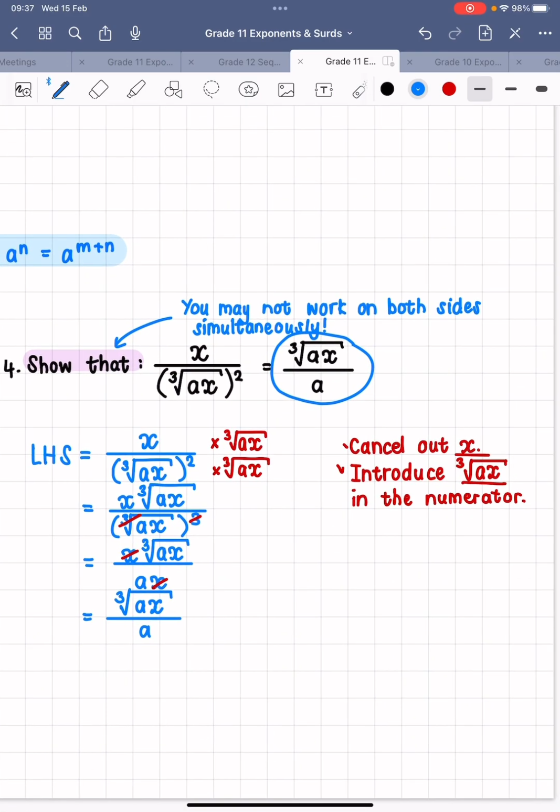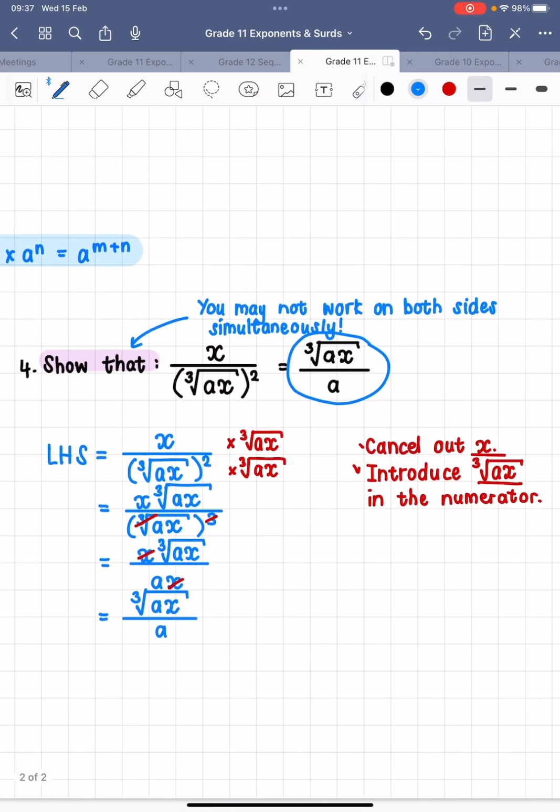And in number 4, this is more like an algebraic manipulation type question. We didn't have to convert to exponential form, but we had to recognize that we are going to have to multiply the top and the bottom by the cube root of ax in order to get to the right hand side.